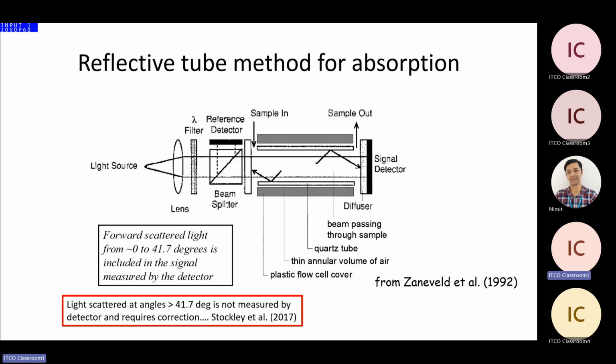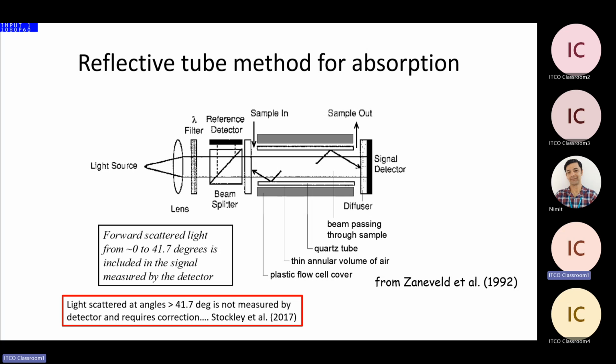But now with modern electronics, we can get good signal to noise even in very, very clear water with these sensors. So the absorption tube is a reflective tube. This is something that Ron Zaneveld designed when it first came out in 1992, over 30 years ago. On the source end you have the same collimated beam that goes through a beam splitter and then the tube. And then on the end of the tube, you have a detector behind a diffuser.